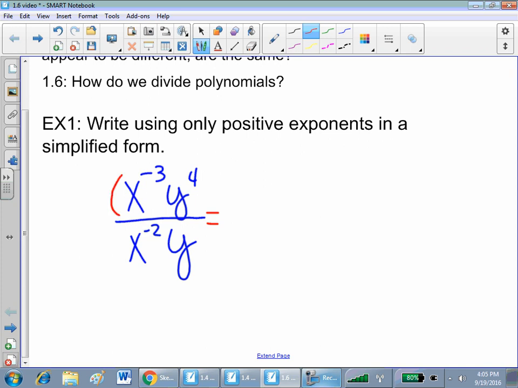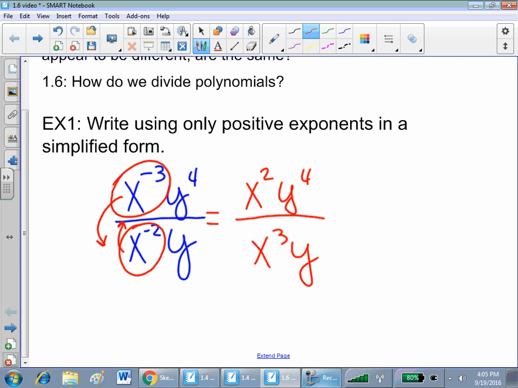So x to the -3 is going to go down to the bottom, and x to the -2 is going to go up to the top. Nothing else changes, only the things with the negative exponents. So when I rewrite that, I have x squared times y to the 4th over x cubed times y. Okay, now I can keep going. So now I can divide quantities that are alike, meaning quantities that have the same base, I'm going to subtract the exponents of. So I have x squared on the top, x cubed on the bottom.